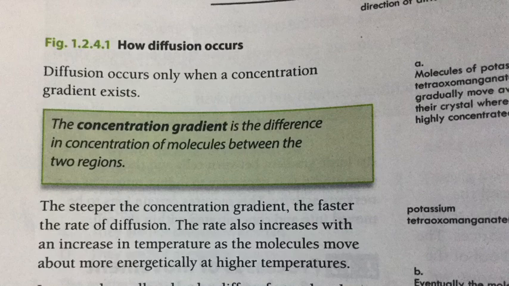Diffusion occurs only when a concentration gradient exists. The concentration gradient is the difference in concentration of molecules between the two regions. The steeper the concentration gradient, the faster the rate of diffusion. The rate of diffusion also increases with an increase in temperature, as the molecules move about more energetically at high temperatures.